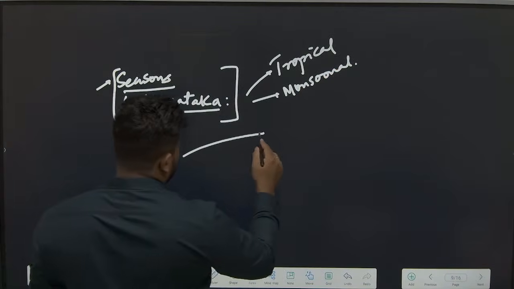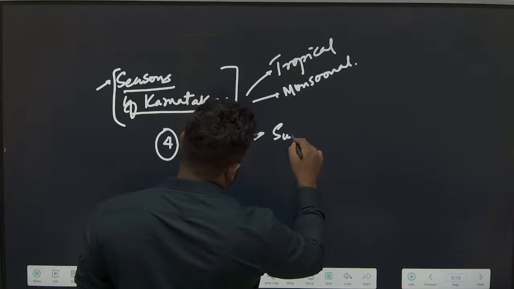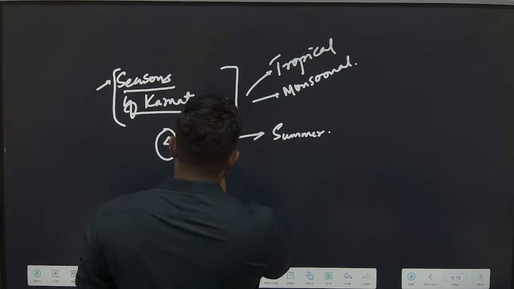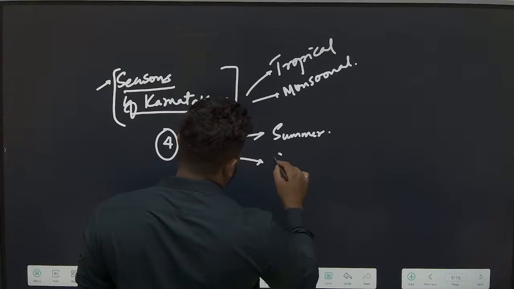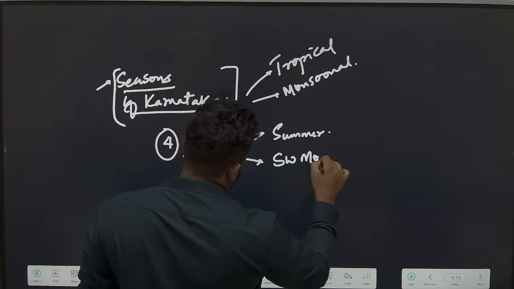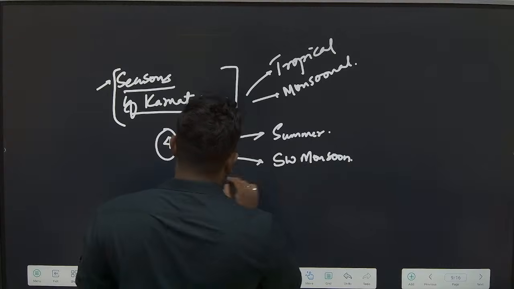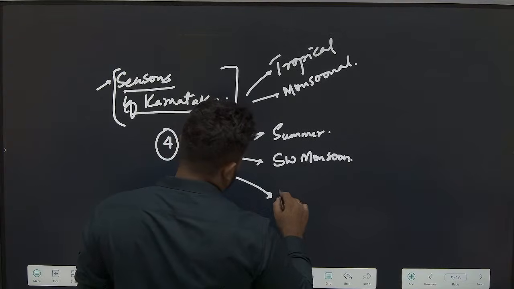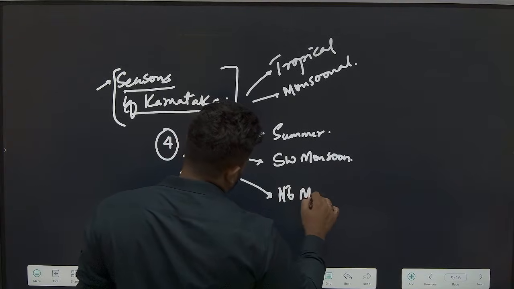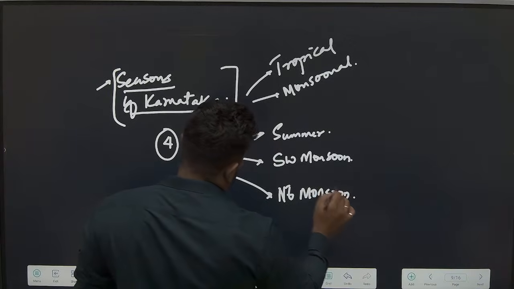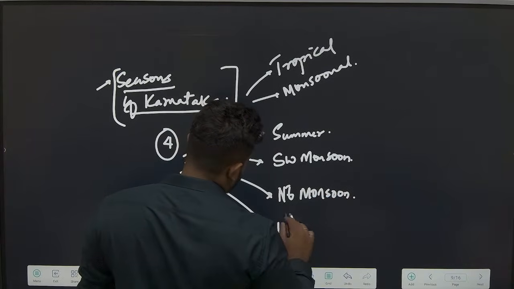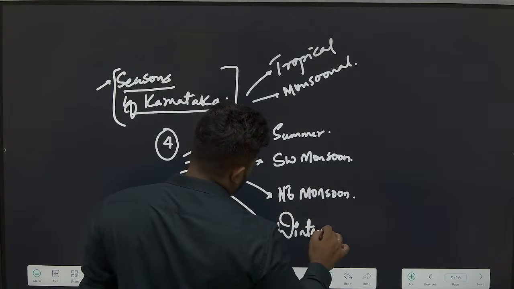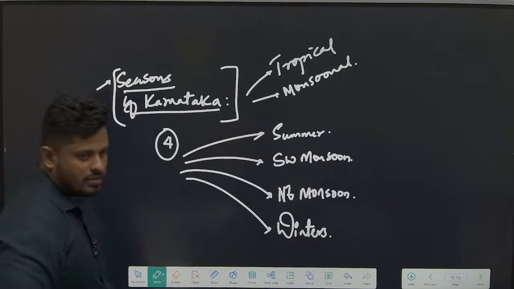Which are they? Summer, followed by winter, followed by the southwest monsoon season. Correct? Followed by the northeast monsoon season. Then winters. Again we are back to summers. This is how we have divided.